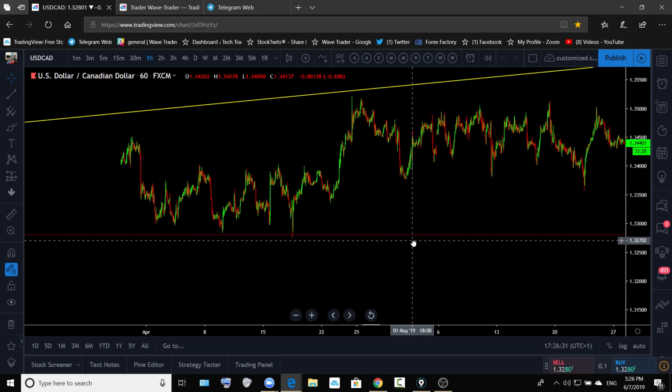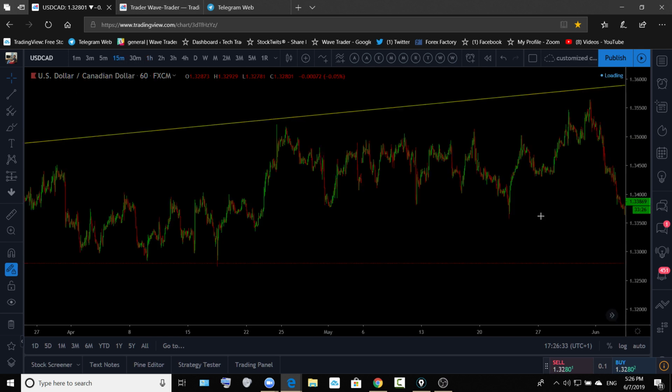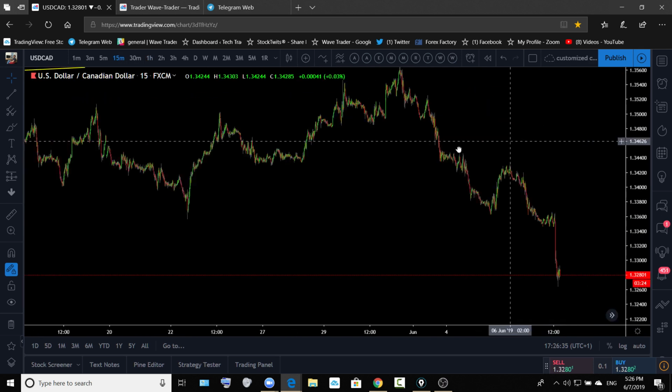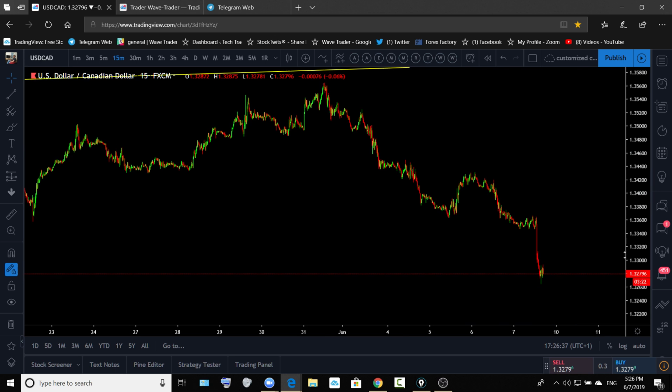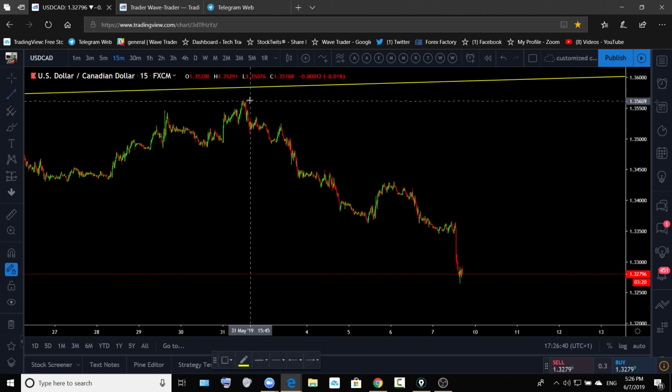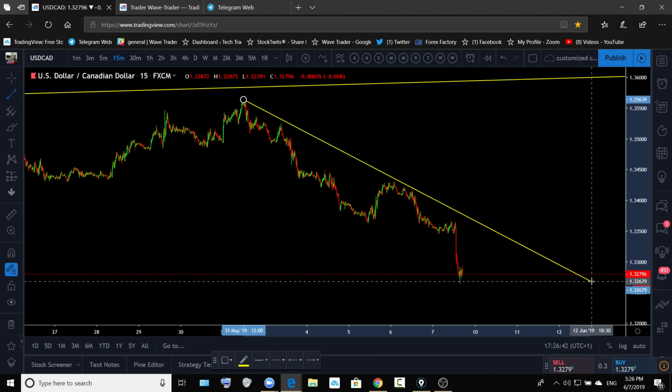Okay, so how can you trade for upside? Okay, so currently there is no price action at the moment for upside. It is just going lower, breaking down aggressively.